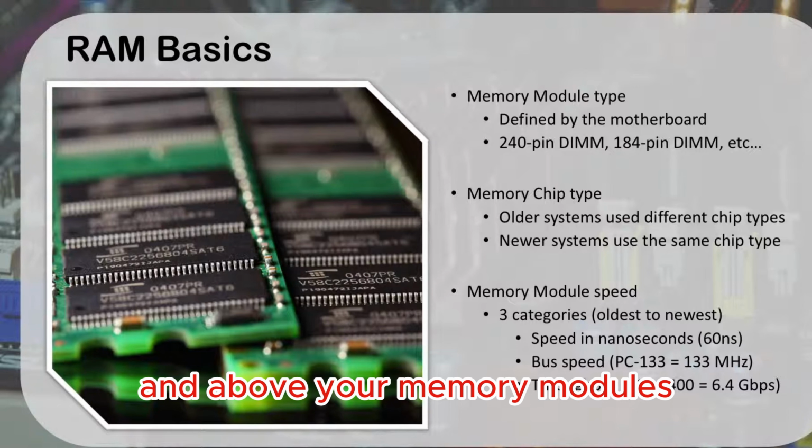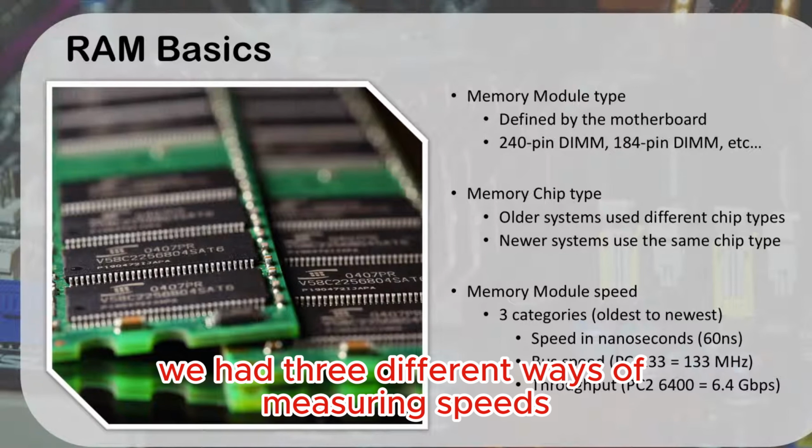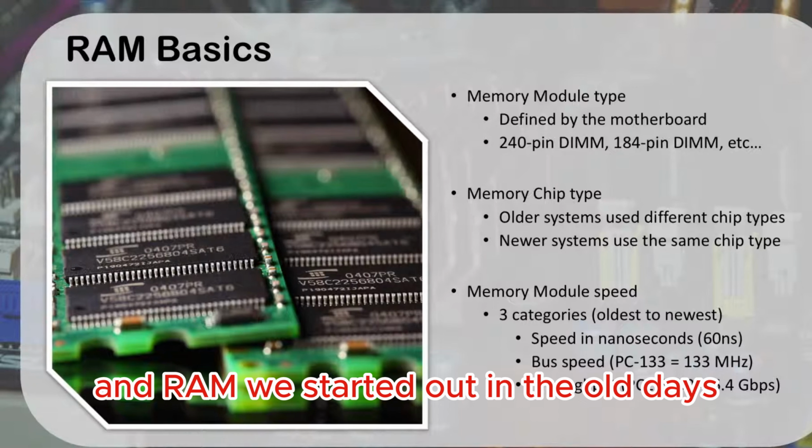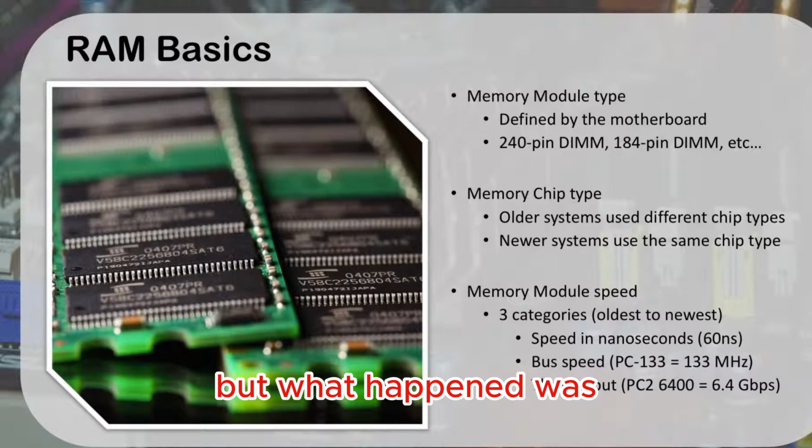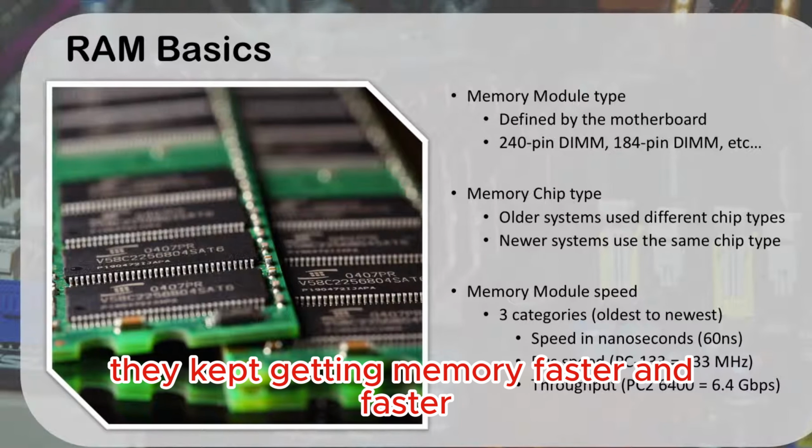Your memory modules, we had 3 different ways of measuring speeds in RAM. We started out in the old days measuring it based on nanoseconds. So we said, hey, this is 60 nanosecond RAM, right? But what happened was they kept making memory faster and faster, and there weren't enough nanoseconds because you start getting down into the 1s and 2s and 3 nanoseconds, right?